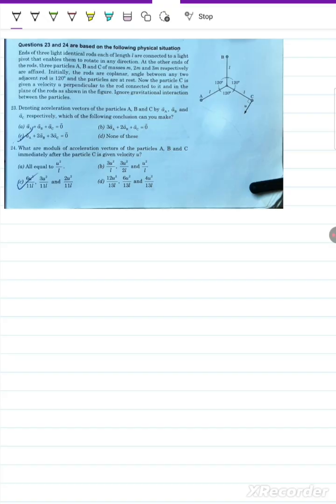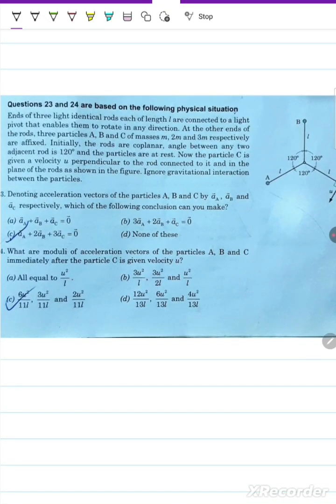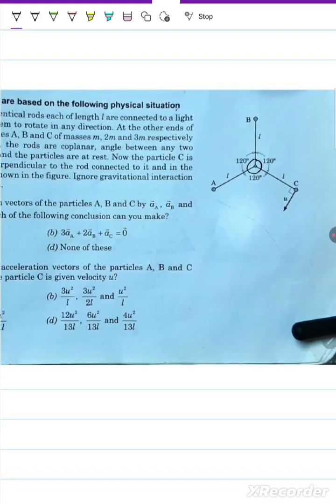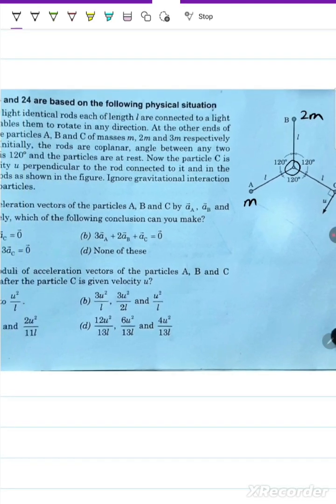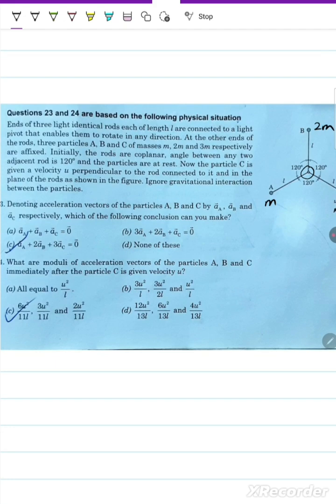So let's read the question at first. Ends of three identical rods of length L are connected to a pivot that enables them to rotate in any direction. This is a very light pivot and it allows the rotation of the rods about it. Now at the other ends of the rods, three particles A, B and C of mass m, 2m and 3m are affixed. Let me mark them. So this is m, this is 2m and this is 3m, as shown. Initially the rods are coplanar and the angle between any two adjacent rods is 120 degrees. The particles are at rest.